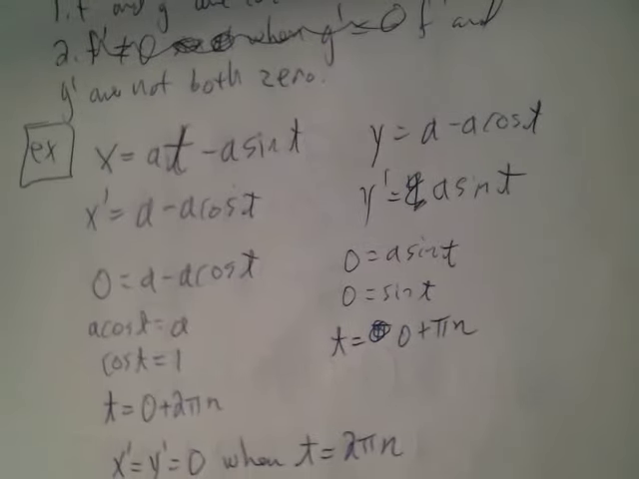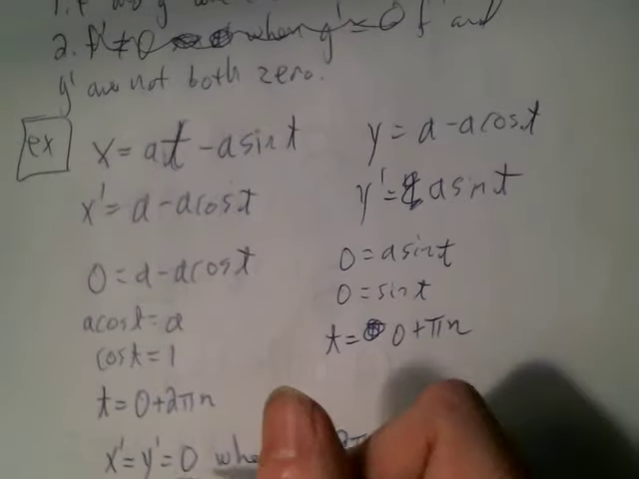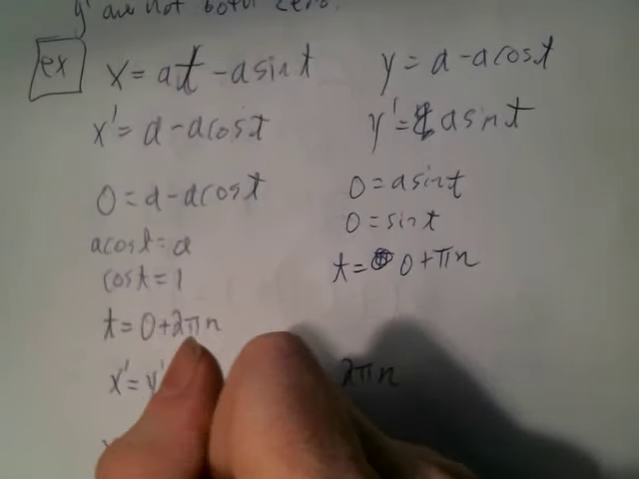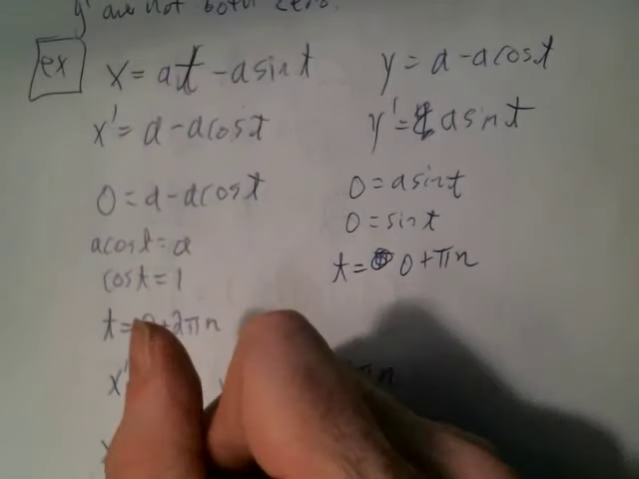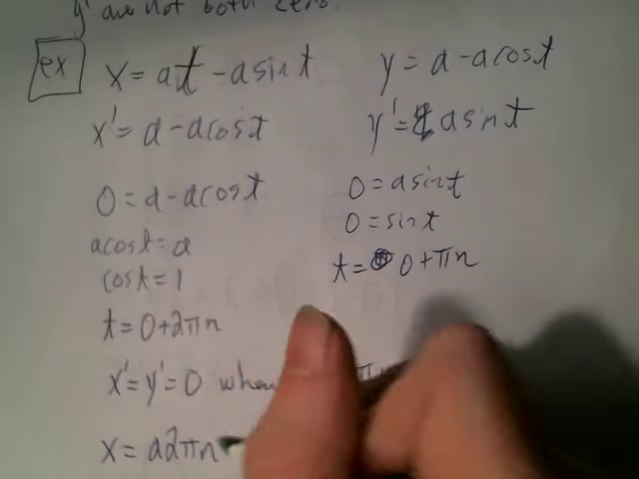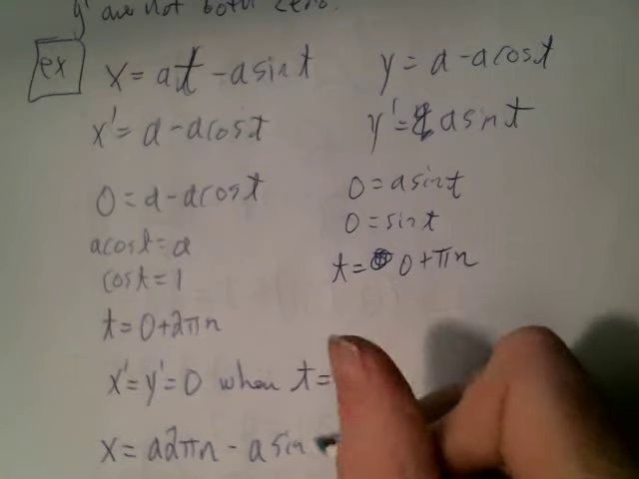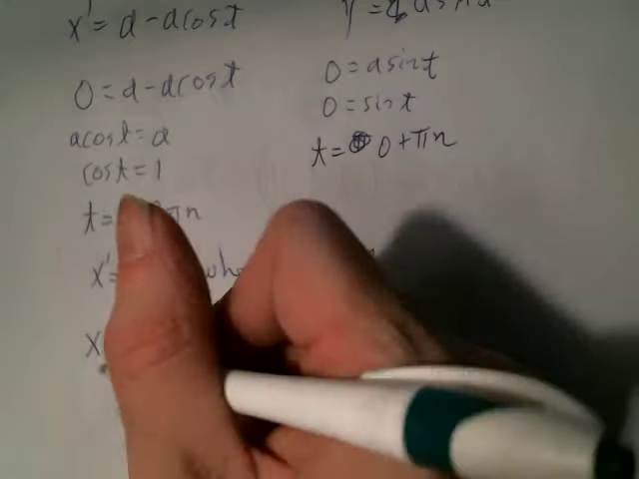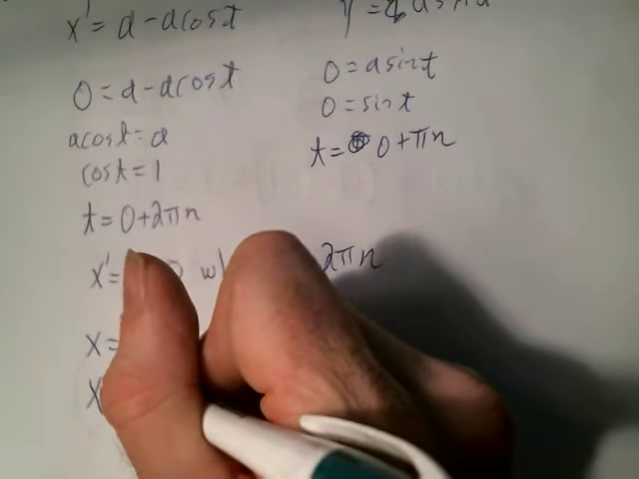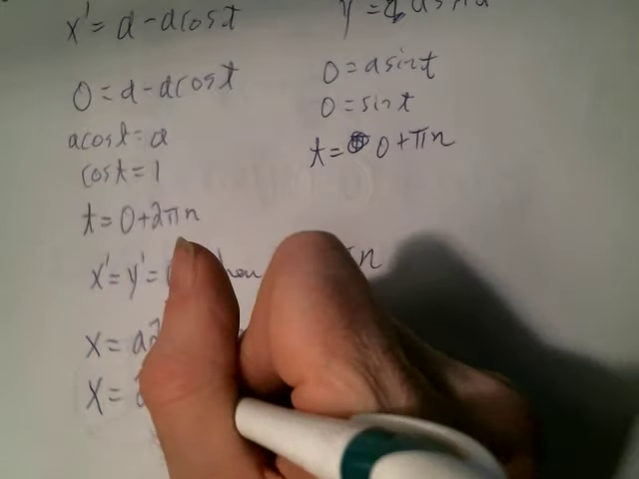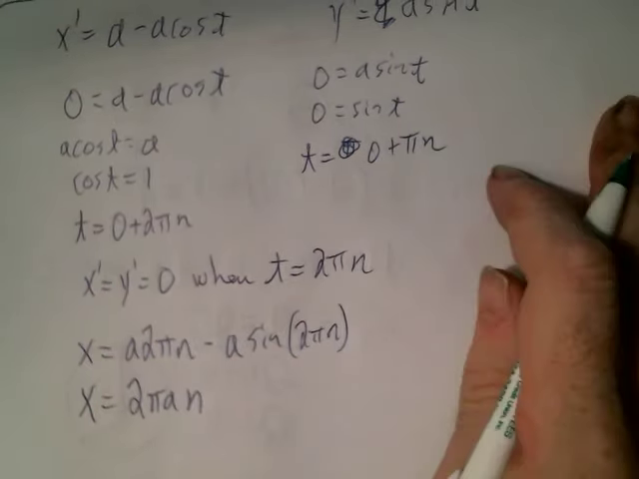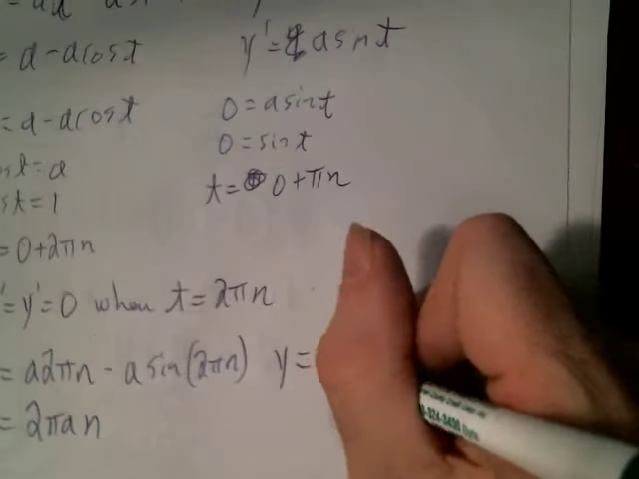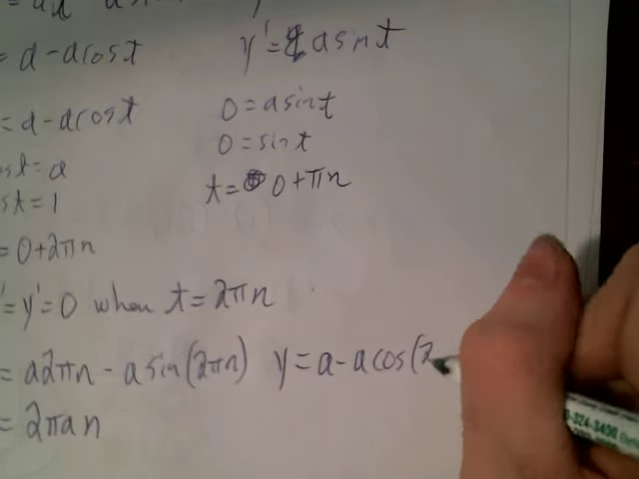Okay, so what points are those? Let's find these 2 pi n points, and to find those, you just put these into these equations. Okay, so my x values will be a times 2 pi n minus a sine of 2 pi n. Of course, sine of any multiple of pi is 0, so the x-coordinate will be 2 pi a times n. And then my y-coordinate, so now I'm plugging 2 pi n into this formula, so I'll have a minus a cosine of 2 pi n.